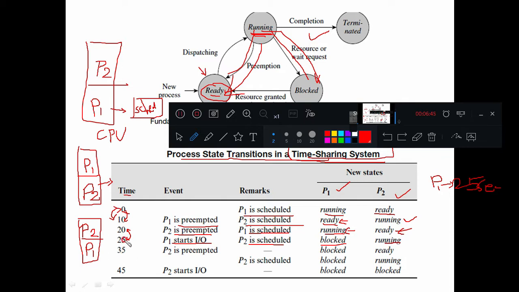Now after 10 more seconds, P2 is preempted, right? But let us say P1 has not yet completed its IO operation, so again P1 is kept in a blocked state and P2 is in the ready state, right? So why is it in the ready state? Because the time allocated for that particular process is over, right? And the CPU is released from that process, and the operating system will check whether any of the processes is in a ready state.